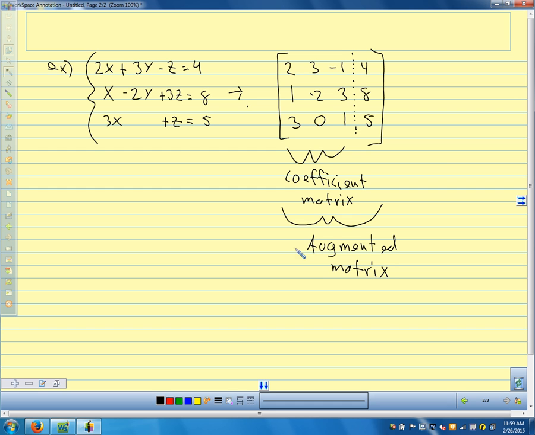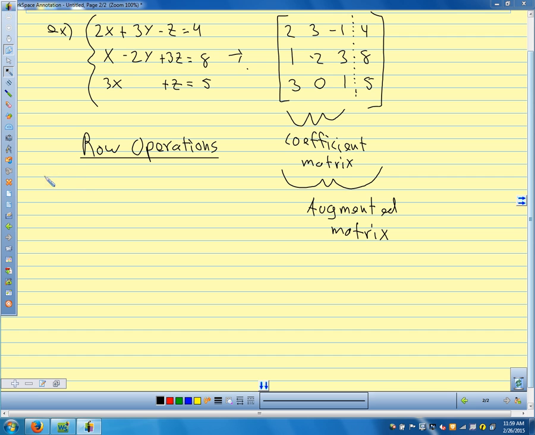And we're just going to take this matrix and do our row operations on it. Just as a reminder, our row operations: instead of talking about what we do with equations, we're going to talk about what we do with rows. We have 3 operations, just like we did with our system of equations. We can exchange 2 rows.